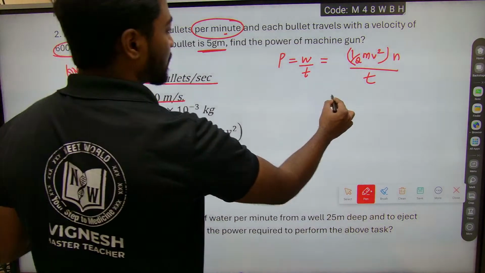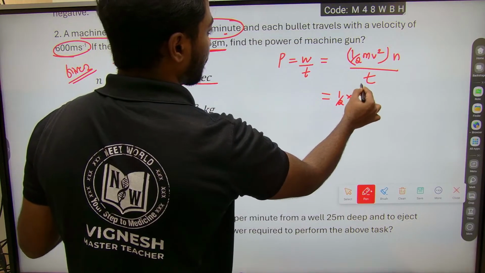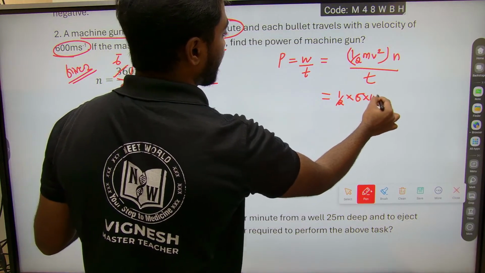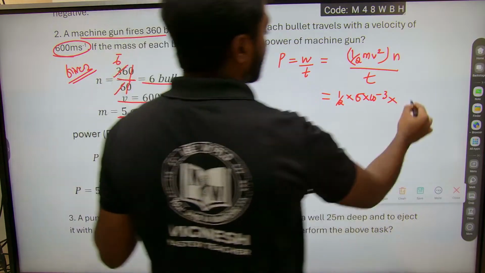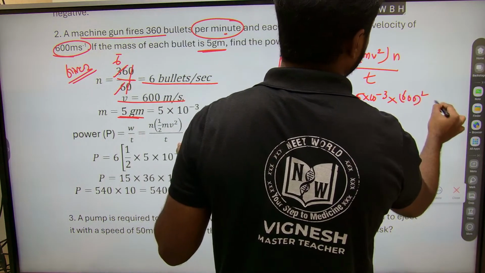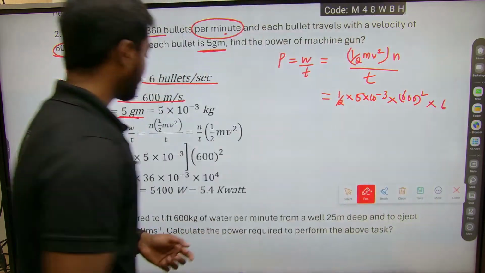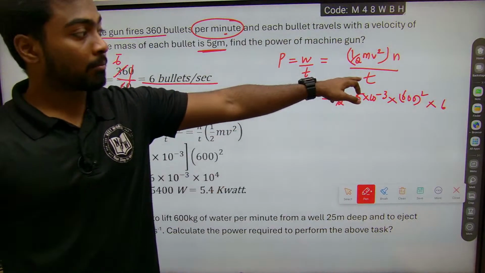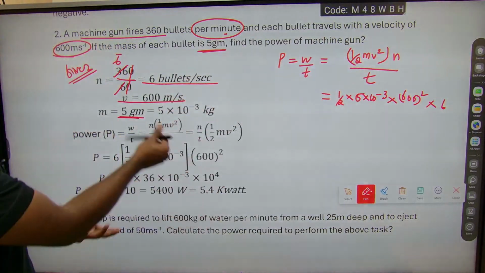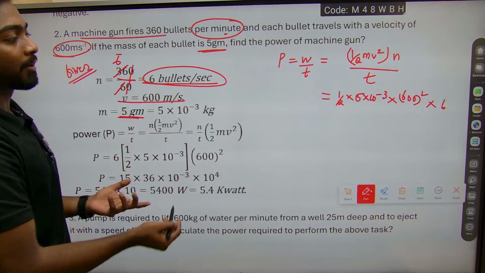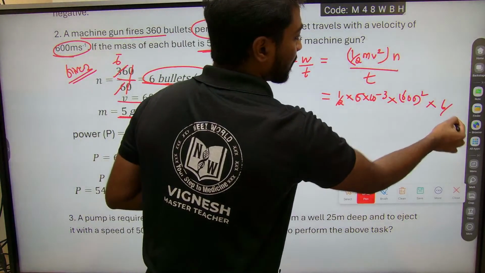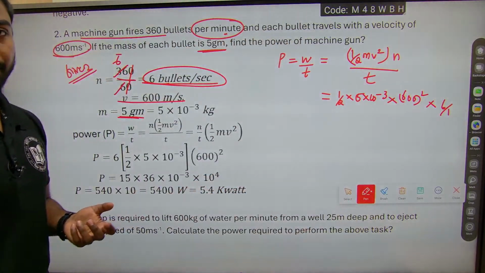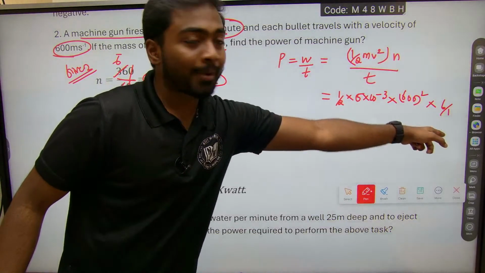So how much? Half into velocity, mass is 5 into 10 power minus 3 into this 600 square into 6. So that's it. Why are we not taking time? Because we know that it is 6 bullets per second, so I can take per second. Got it? N by t, 6 by t, that's it.